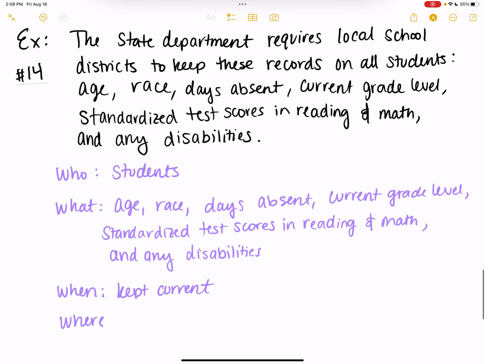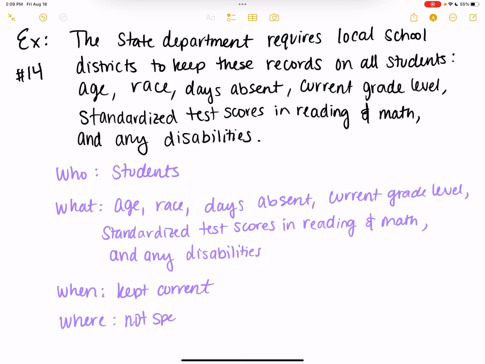Now, you're probably going to get ready to question me on this part. Where? Any ideas? Schools. State department. The districts. Schools. It's not specific. Places. States. It's not specific. If it said, like, at Denby Baptist Christian School, that would be your where. So it has to be a very specific thing. Otherwise, we're going to put non-specific.